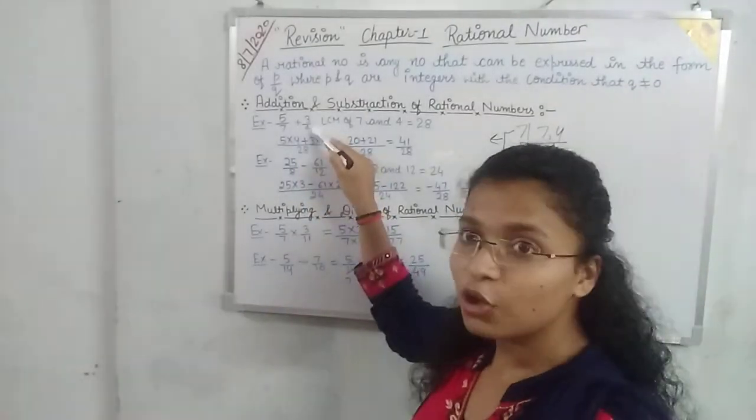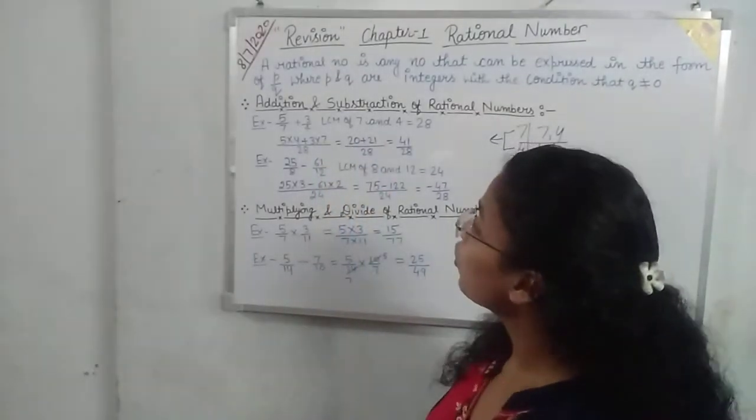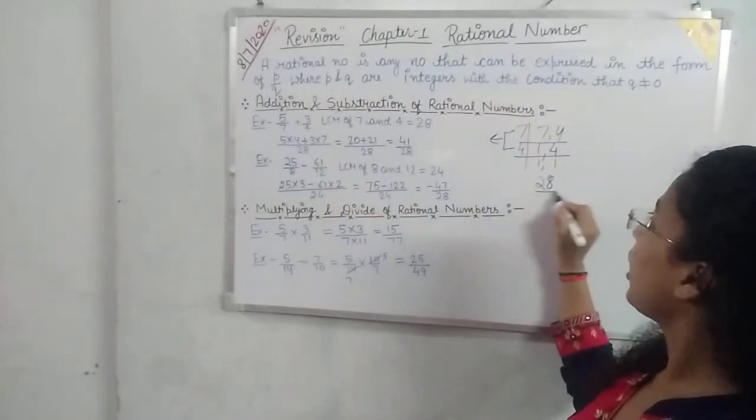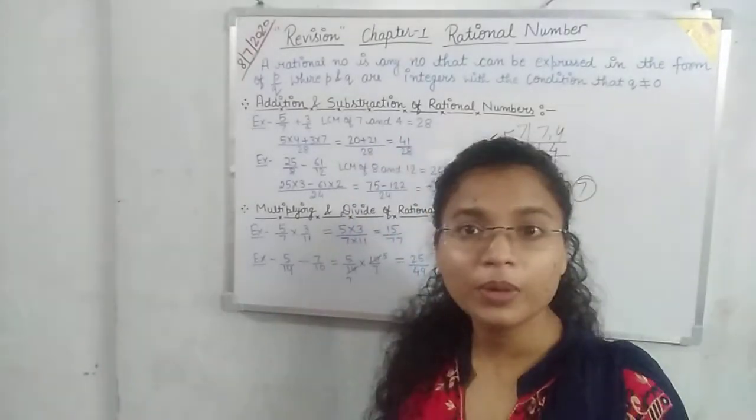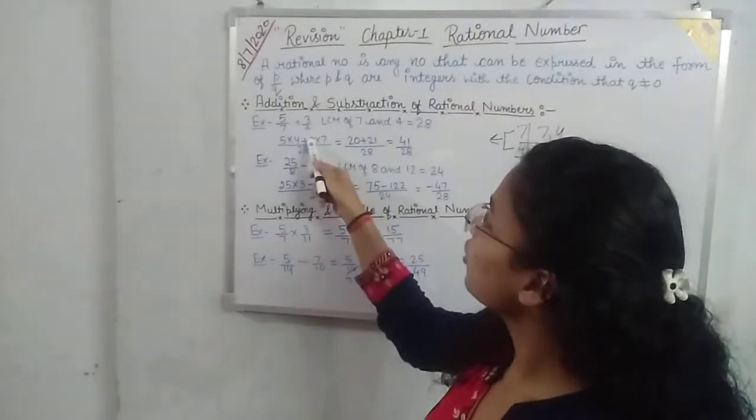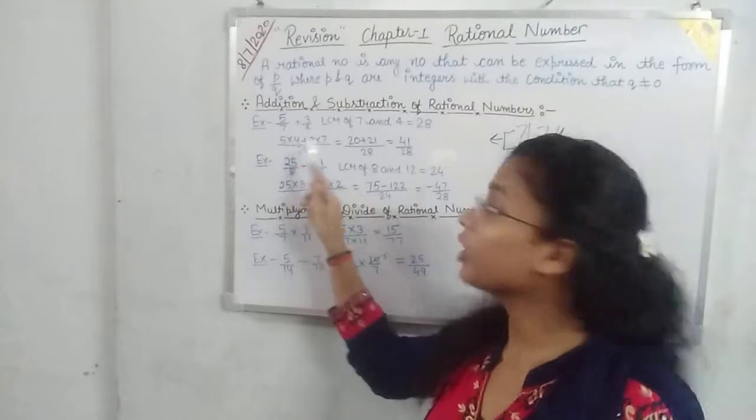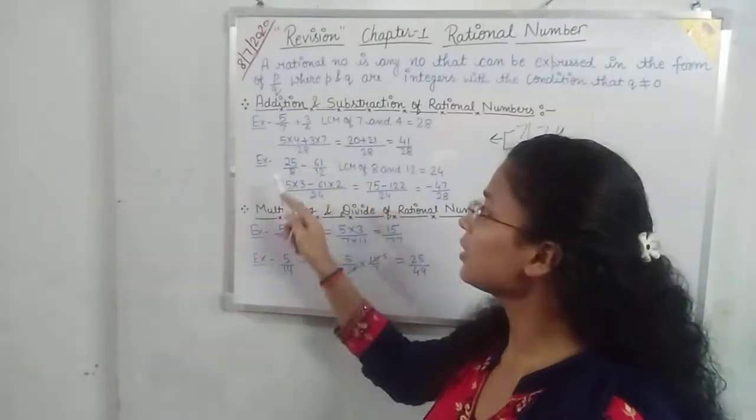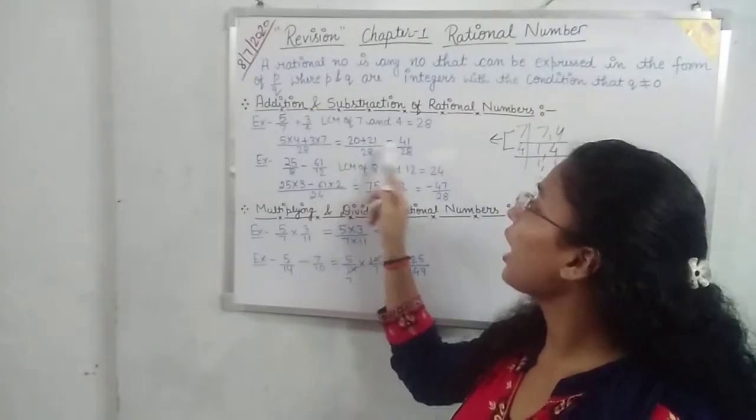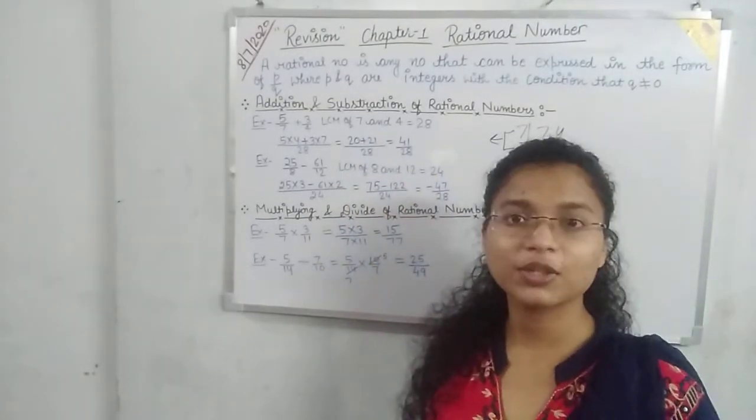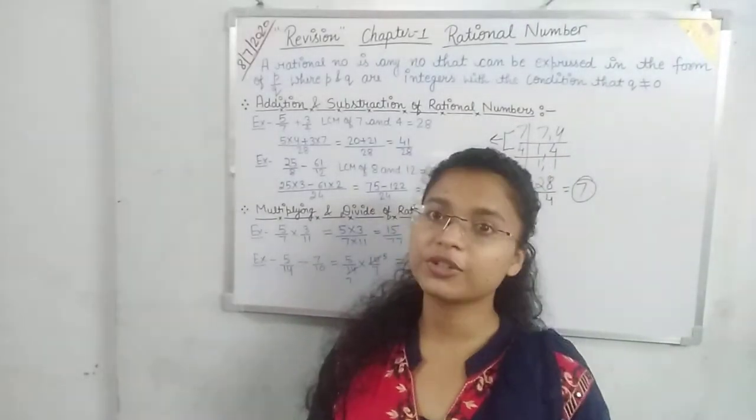Now take the second denominator 4. When you do 28 by 4, you will get 7. Multiply this 7 in the numerator, means 3 into 7, and the denominator will be the same, 28. 5 into 4 will give you 20, then plus will be as it is. 3 into 7 will give you 21. Now add them. When you add, you will get 41 upon 28. This is your answer.